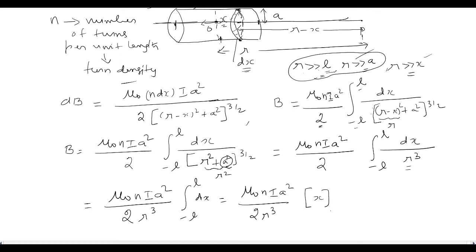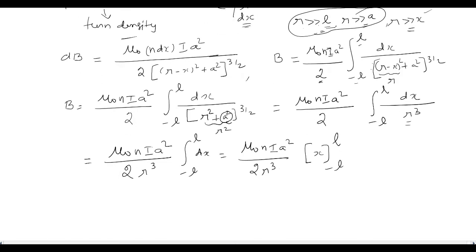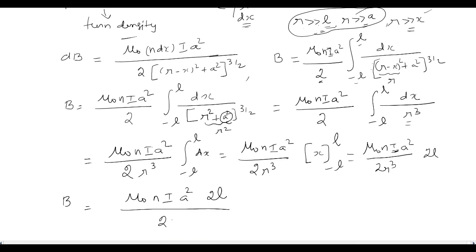Integral dx is x, lower limit minus L, upper limit plus L. Okay, this would be equal to mu naught N I A squared by 2r cube into 2l, because L minus of minus L. So finally B is equal to mu naught N I A squared 2l whole divided by 2 r cube.